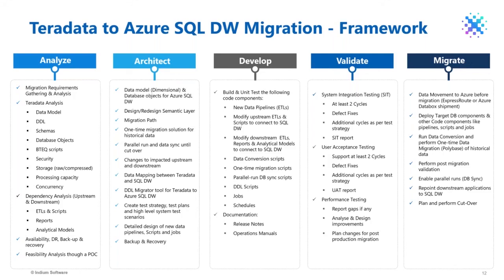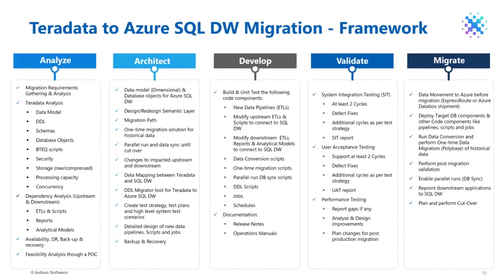And last but not the least, design, backup, and recovery. And coming to the build aspect of it, this includes building and unit testing code components, which involves new data pipelines, modifying upstream and downstream ETL scripts, modifying reports and analytical models, data conversion scripts, one-time migration scripts, parallel run, DB sync scripts, DDLs, job schedules. The other documentation elements include release notes, ops manuals.